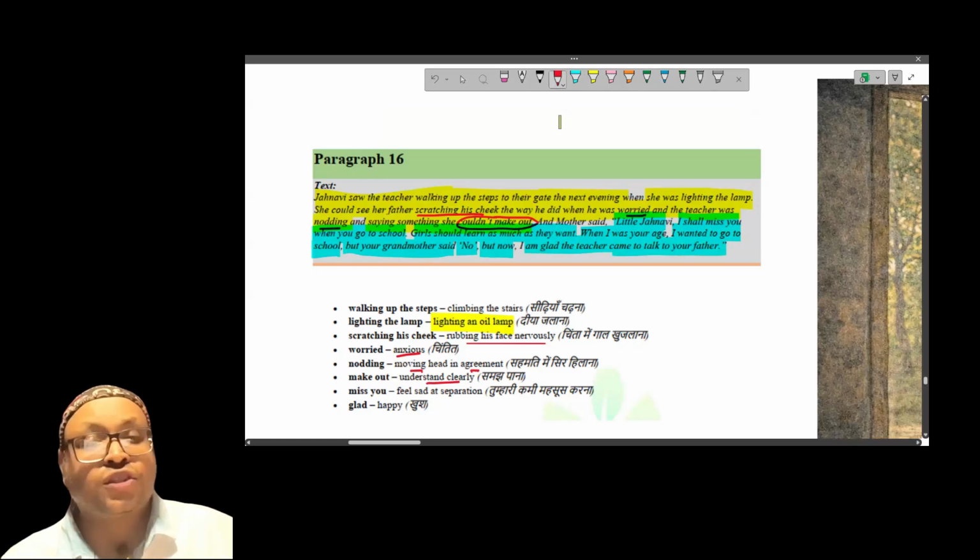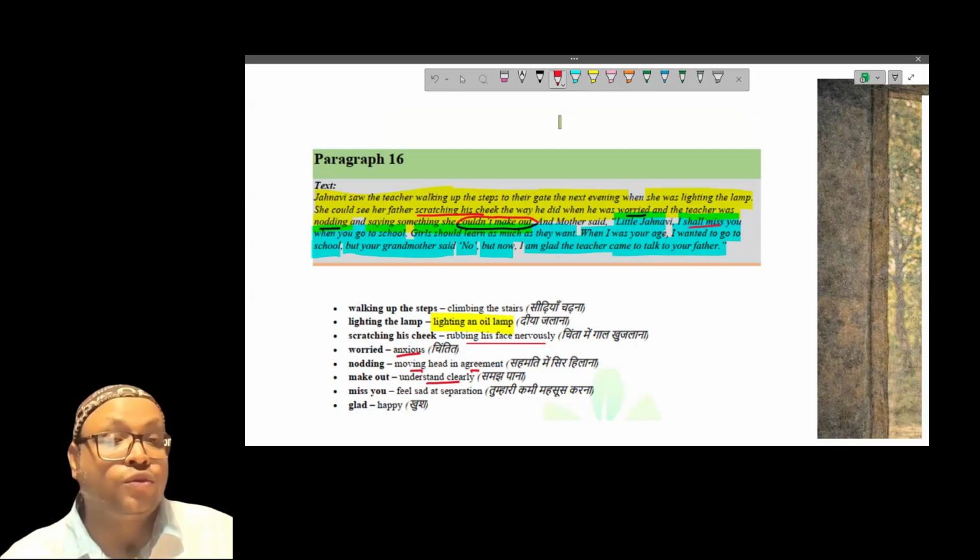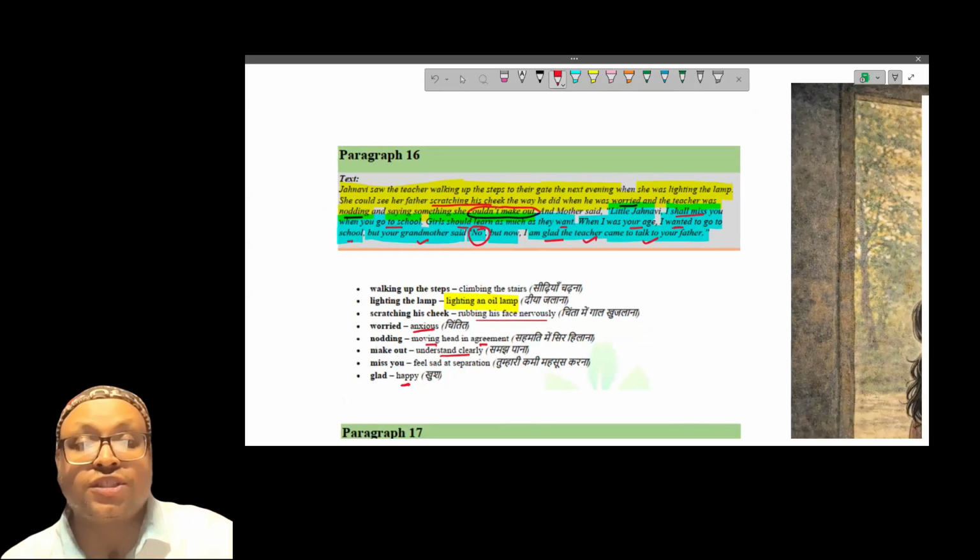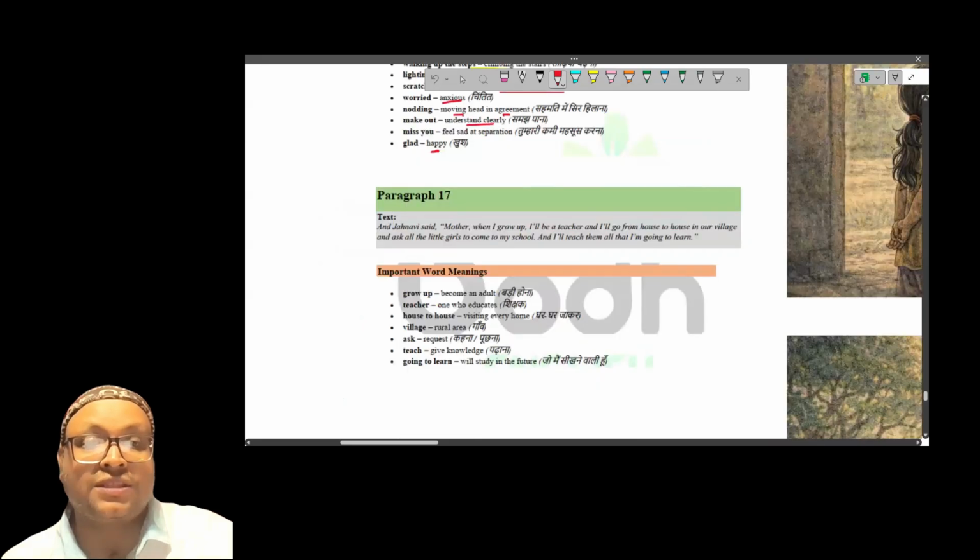Now, Jahnavi's mother is such a nice lady. She says that I shall miss you when you go to school. That means Jahnavi's father agreed to send Jahnavi to school. Girls should learn as much as they want. When I was your age, I wanted to go to school. But your grandmother, that means mother of Jahnavi's mother, she said no. And right now I am glad. Glad means happy. I am happy that the teacher came to talk to your father. Such good news.